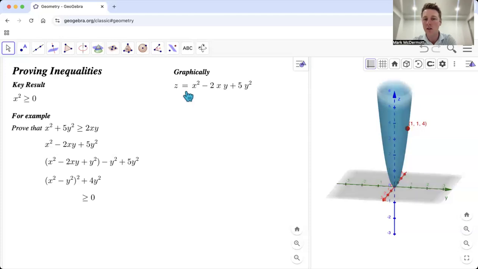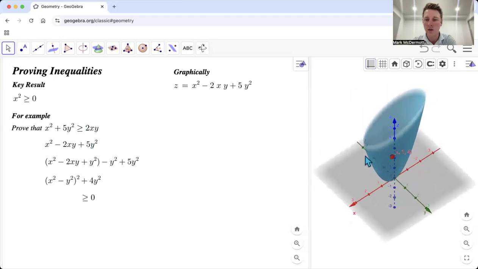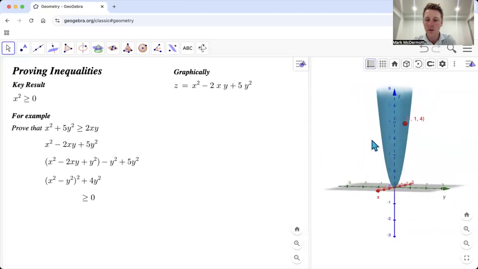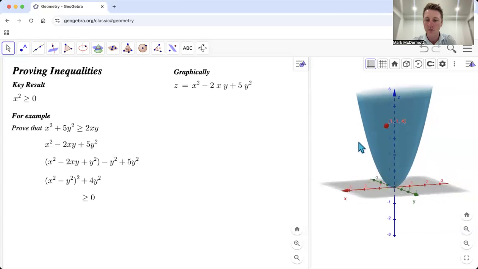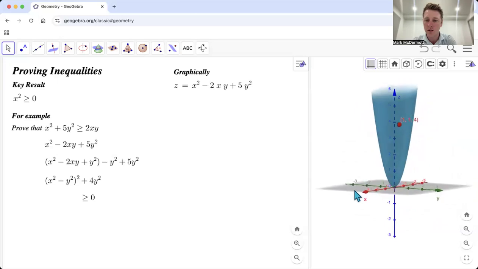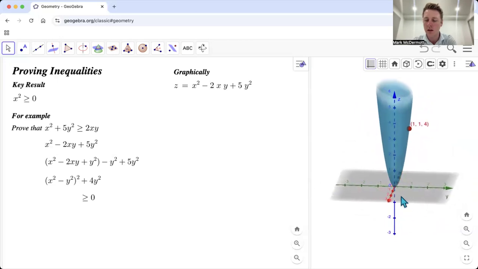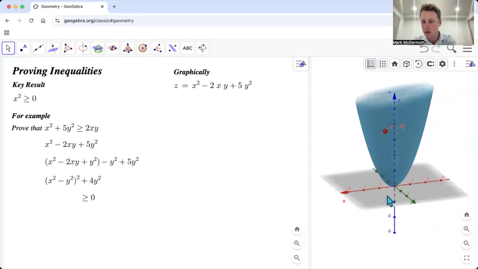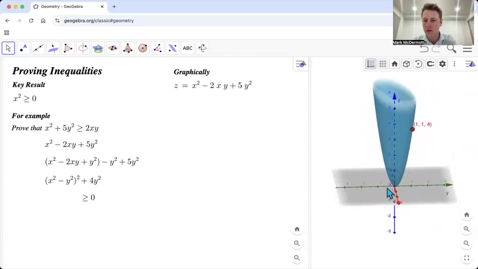So what we can do is actually do that in 3 dimensions. We can say z equals x squared minus 2xy plus 5y squared. And then just look, do our z values ever go below zero? And clearly not. Our z-axis is this blue axis. And at the origin of our 3D space, we can see that it's equal to zero, but everywhere else, our z values are greater than zero. And yeah, that's what that surface represents.